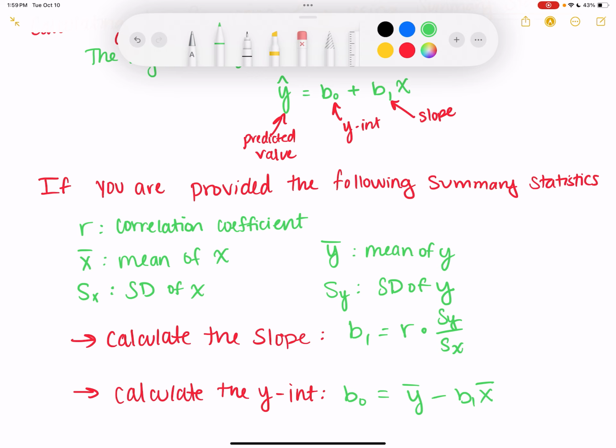For the slope one, does that say R sub 0? This one? No, this is R times S sub Y over S sub X.